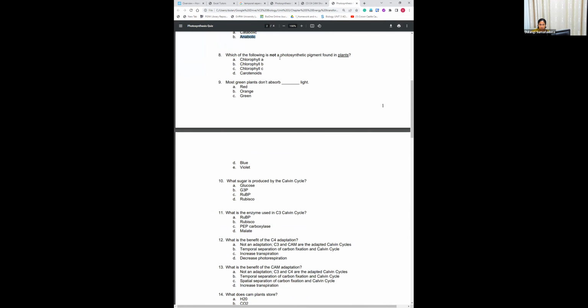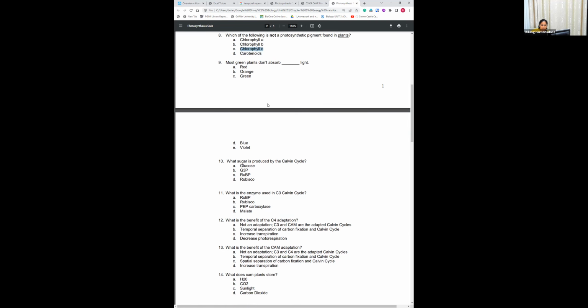Which of the following is not a photosynthetic pigment found in plants? We went through every single thing except chlorophyll C, right? So chlorophyll C is not a photosynthetic pigment. 9: most green plants do not absorb the green spectrum. So 9C.